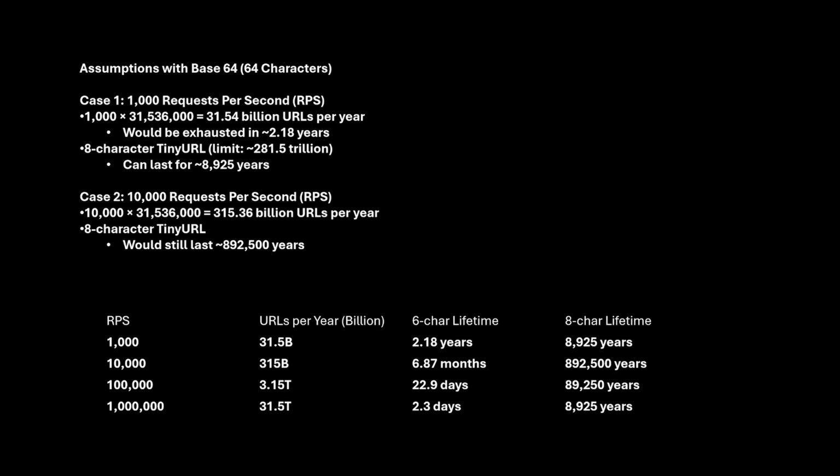If we take case 2, then 10,000 requests per second. In that case, a total of 315.36 billion requests will be received per year. And again, if we take an 8 character tiny URL, it would still last for 89.2 years. So based on the load, based on the requests per second we are receiving, we can decide whether we have to take 8 characters, 6 characters, 4 characters, or whatever it is.